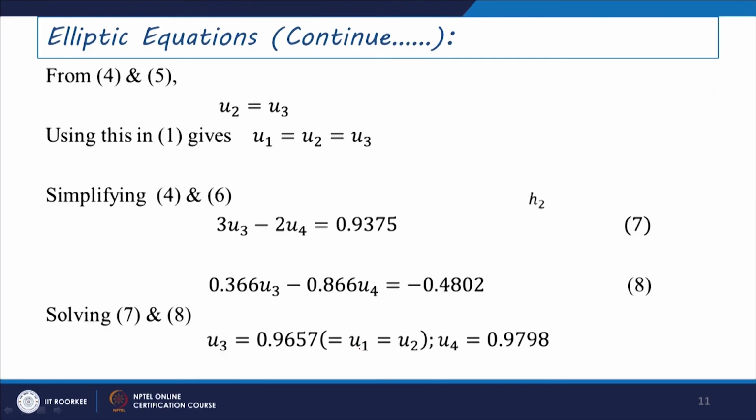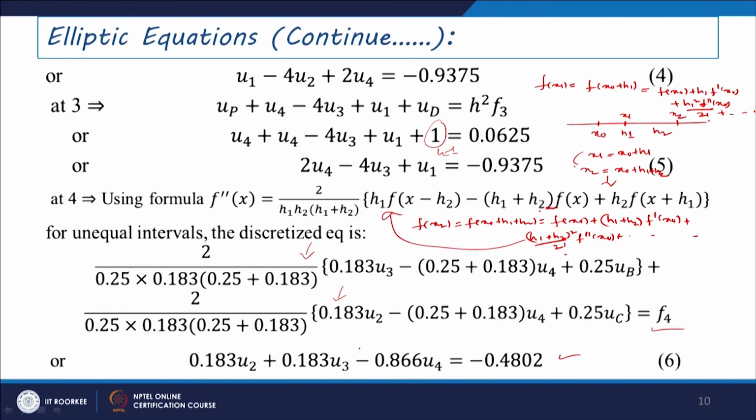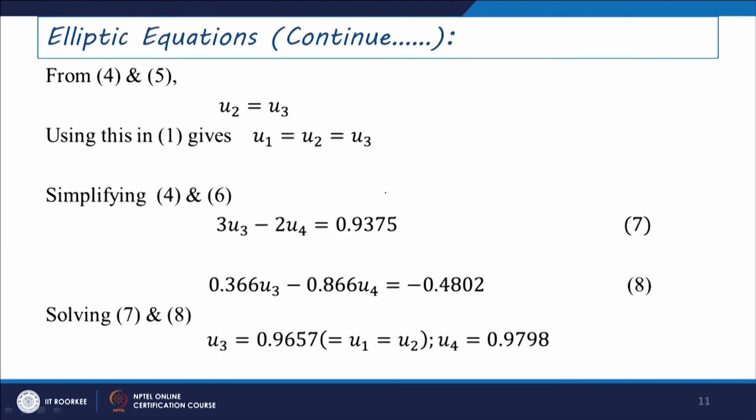If you consider these two equations 4 and 5, you can find that 2 u4 remains the same, and u1 remains the same. So if you compare these coefficients here, we get u2 equals u3. If you use this in the first equation, we get u1 equals u2 equals u3 there. If you simplify equations 4 and 6, we obtain 3u3 minus 2u4 equals 0.9375. Then if you solve these equations simultaneously, we get u1 equals u2, which is nothing but u3, equal to 0.9657, and u4 equals 0.9798 here.